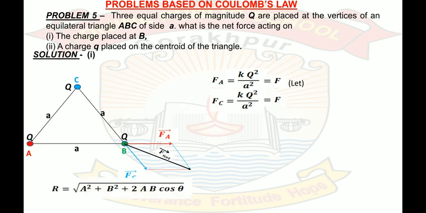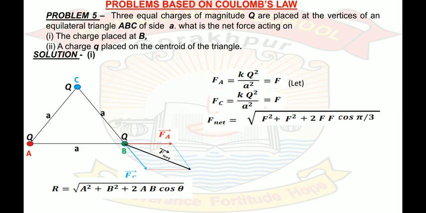Now we have two forces Fa and Fc whose magnitudes are the same. If you remember the formula R equals under root a square plus b square plus 2ab cos theta, let us apply the formula. We are going to have F net equals under root F square plus F square plus 2FF cos pi by 3. Now cos pi by 3 is 1 by 2, so 2 and 2 will cancel out. It will be F square plus F square plus F square.